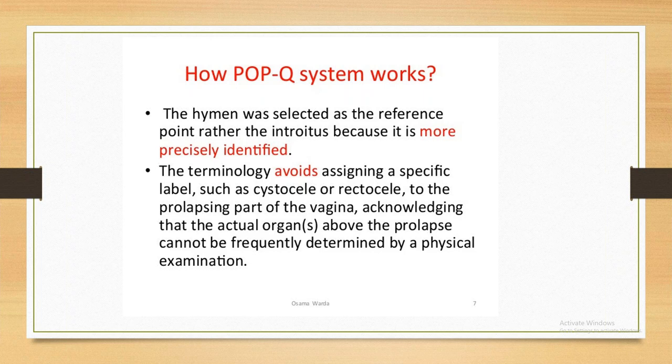Here the terminology avoids specific terms like cystocele or rectocele, because usually this prolapse cannot be frequently determined by physical examination. So we say stage 2 anterior wall prolapse or stage 2 posterior wall prolapse, instead of labeling it a cystocele or rectocele.